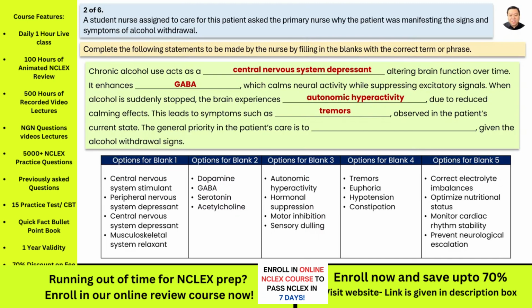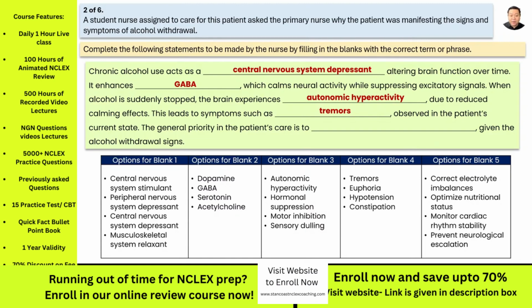And the patient around this time will tend to have gastrointestinal distress, but they're going to end up with nausea and vomiting, possibly diarrhea. And lastly, we have the statement, the general priority in the patient's care is to blank given the alcohol withdrawal signs. So the options are the following: correct electrolyte imbalances, optimize nutritional status, monitor cardiac rhythm stability, and prevent neurological escalation.